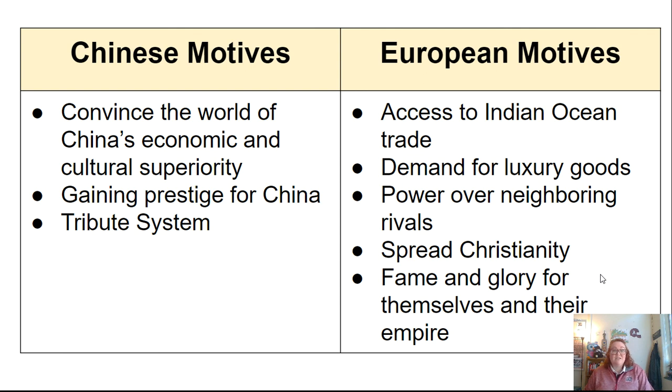So how did Chinese and European motives for maritime exploration differ? Well, the Chinese were convinced that the world of Chinese economics and culture were much more superior. And they were gaining prestige because they instituted a tribute system. They weren't looking to colonize, they were just looking to bring people in and allow them to live out their own life. Whereas Europeans wanted access to the Indian Ocean specifically for trade because there was a demand for luxury goods. And they were forced into it because they were like, we can't let our neighbors be more powerful than us. They also wanted to spread their faith. And Europeans ultimately just wanted fame and glory for themselves and their empire.